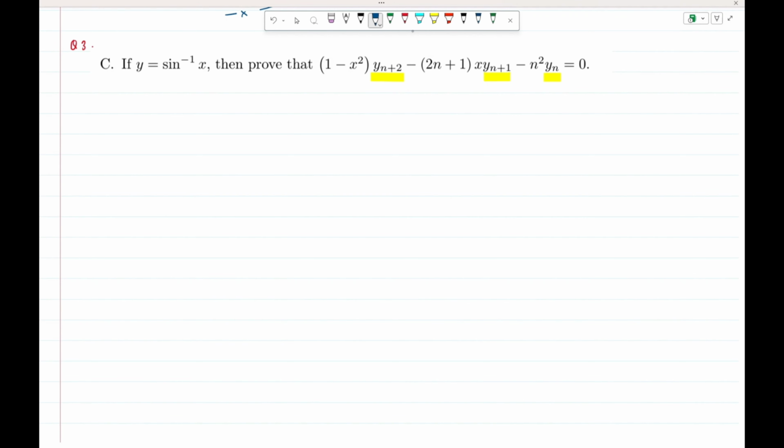So to begin with, we will start with y. We are given that y is equal to sine inverse of x, and differentiating it, we are going to get y1, which is going to be 1 over square root of 1 minus x squared. And cross multiplying and taking the squares on both sides, we will be getting 1 minus x square into y1 square is equal to 1. Let us call this equation number 1. Further, we are going to differentiate it one more time.